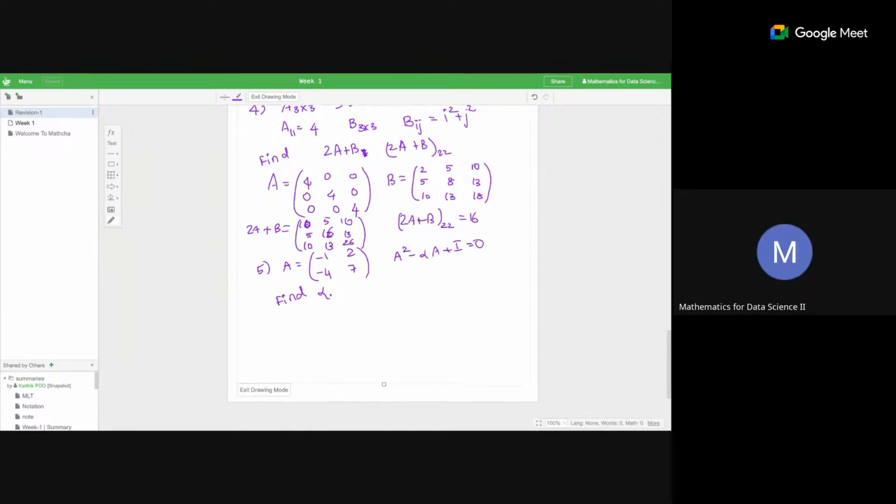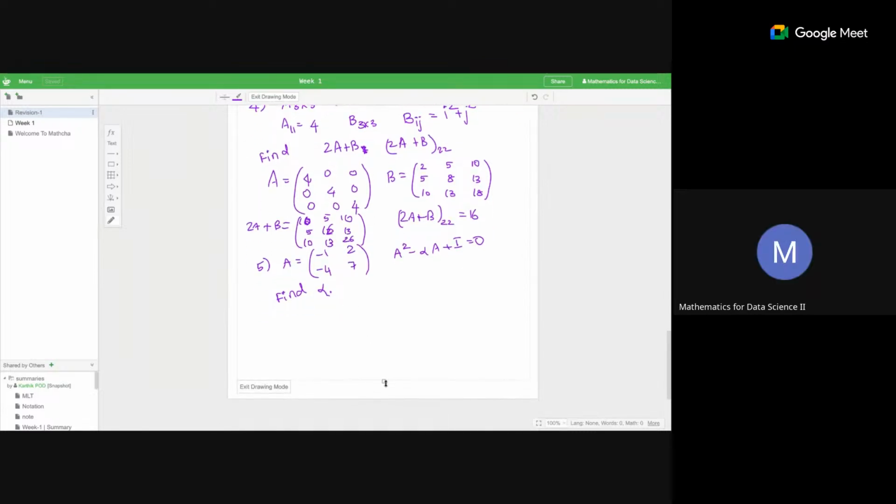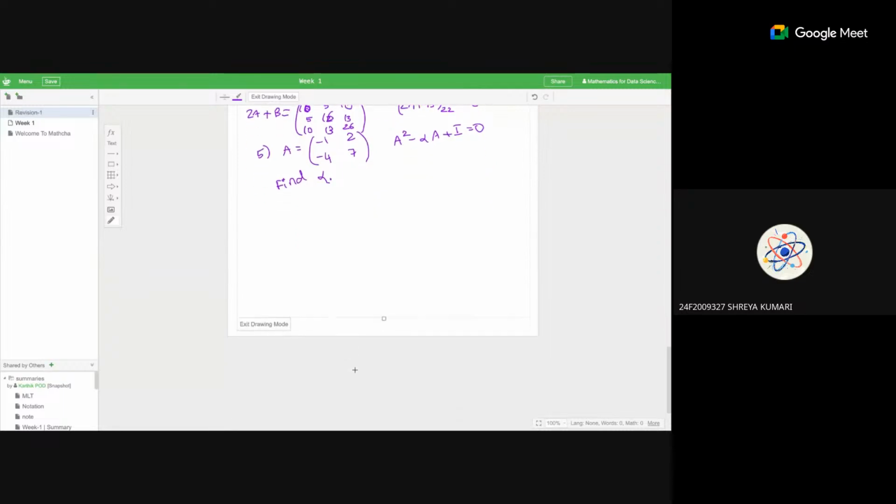Okay, good. Fine. So now, what about the next one? Value of alpha is 6. Okay, let us see. What is A squared? Can you quickly tell me the A squared values? Minus 7, 12, minus 12, 24, and 41.